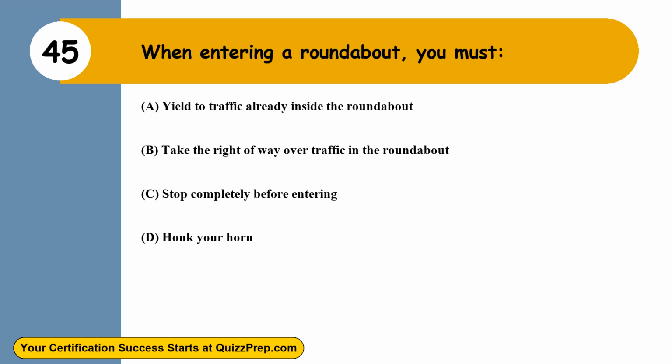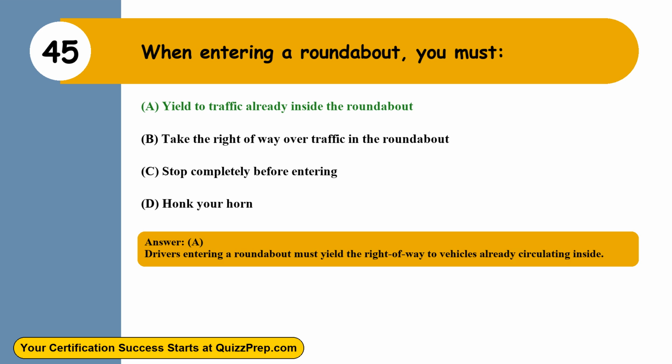Question 45. When entering a roundabout, you must. Option A. Yield to traffic already inside the roundabout. Option B. Take the right-of-way over traffic in the roundabout. Option C. Stop completely before entering. Option D. Honk your horn. The correct answer is option A. Yield to traffic already inside the roundabout. Drivers entering a roundabout must yield the right-of-way to vehicles already circulating inside.